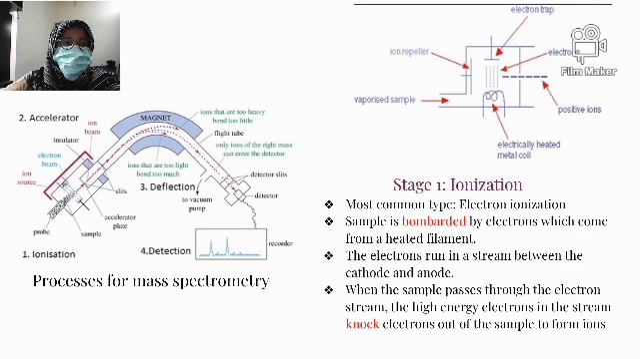So here, mass spectrometry consists of four steps. The first is ionization, the second is acceleration, then deflection, and the last one is detection. In stage 1, ionization, the common type used is electron ionization. The sample is bombarded by electrons which come from a heated filament. The electrons run in a stream between the cathode and anode. When the sample passes through the electron stream, the high energy electrons in the stream knock electrons out of the sample to form ions.